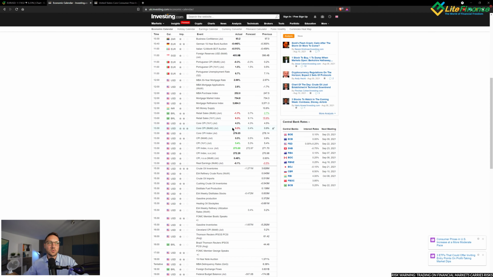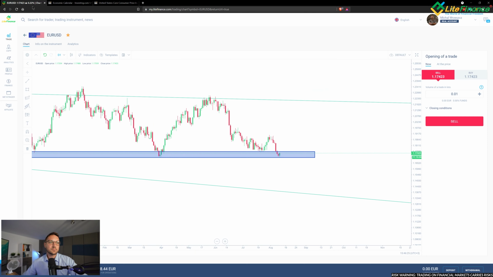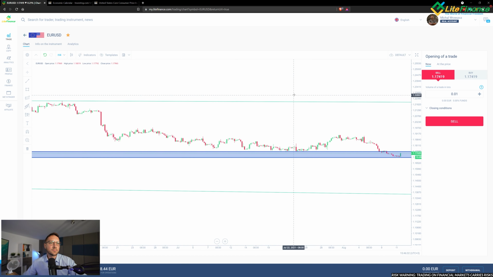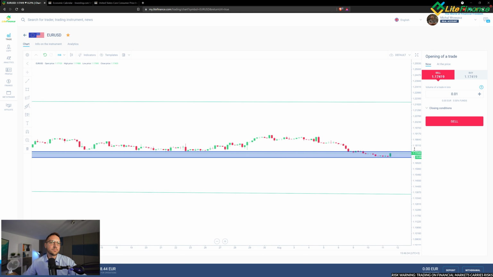Also we see that it was a little bit worse than consensus, meaning that maybe the Fed is right and the inflation will be temporary. And as you can see, the euro started to strengthen a little bit.